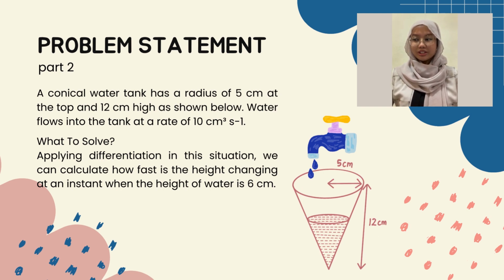A conical water tank has a radius of 5 cm at the top and 12 cm high as shown below. Water flows into the tank at the rate of 10 cm cubed per second. Applying differentiation in this situation, we can calculate how fast the height is changing at an instant when the height of water is 6 cm.